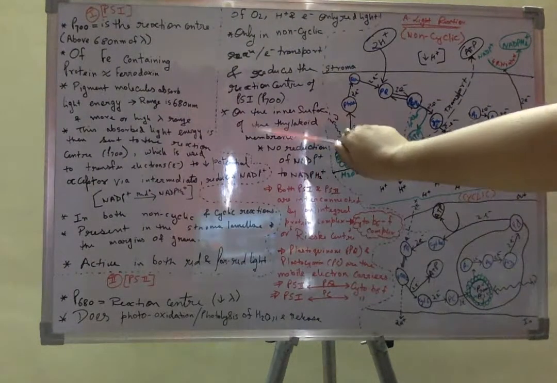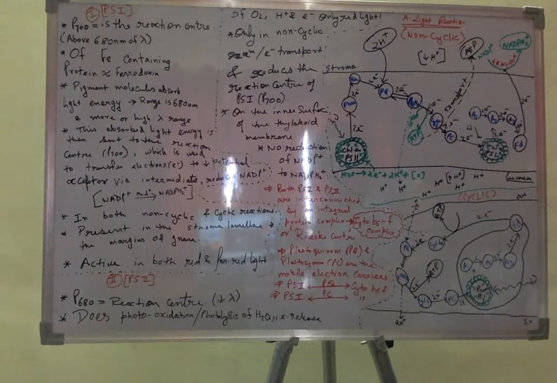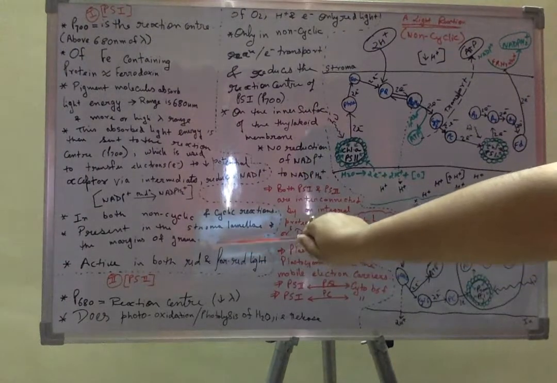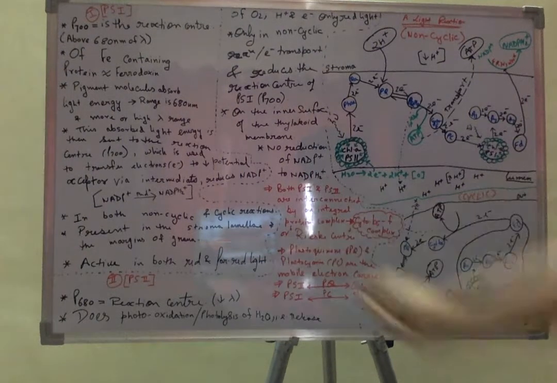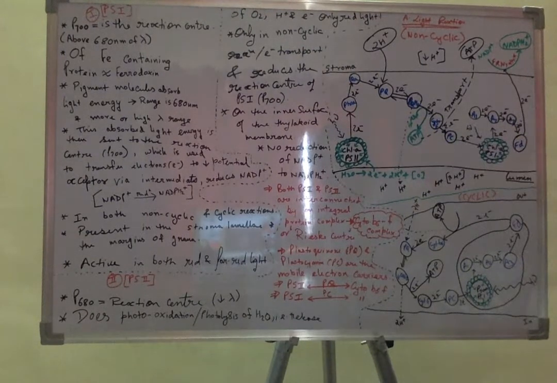The next point is on the inner surface of thylakoid membrane, that is PS2 is present on the inner surface of the thylakoid membrane. PS1 was found in the stroma laminae and the margins of the grana, but PS2 is present in the inner surface of the thylakoid membrane.